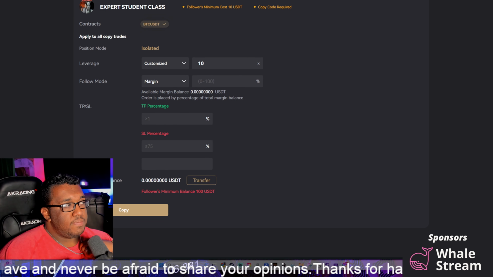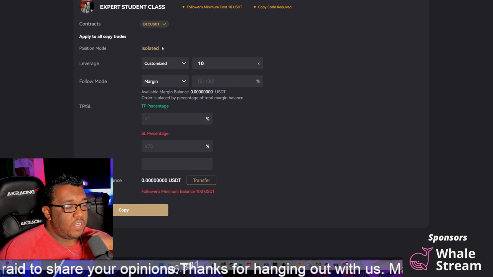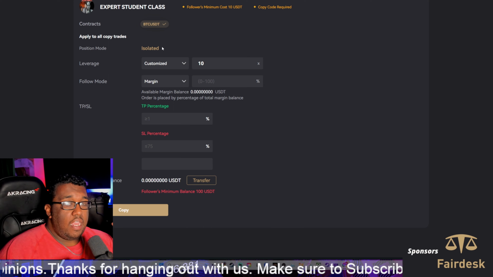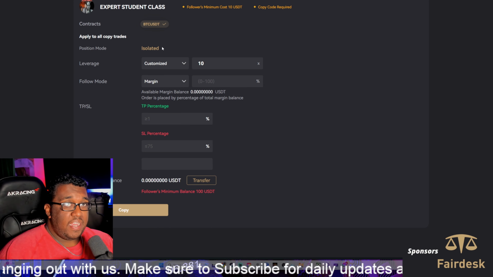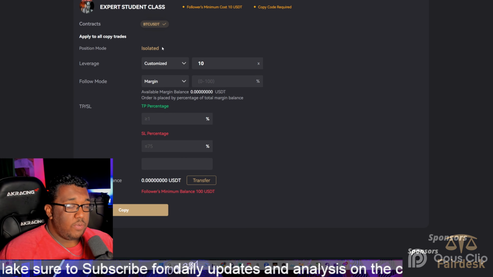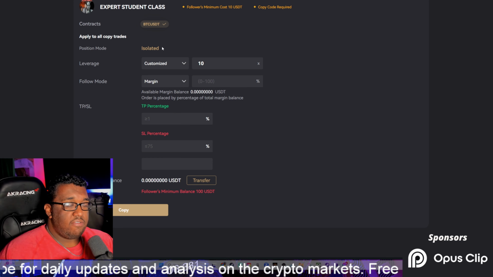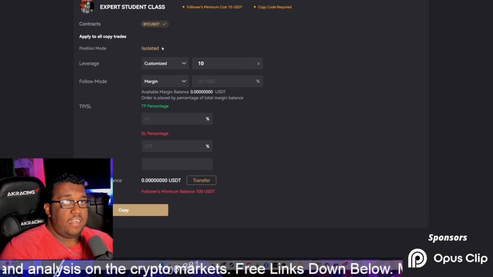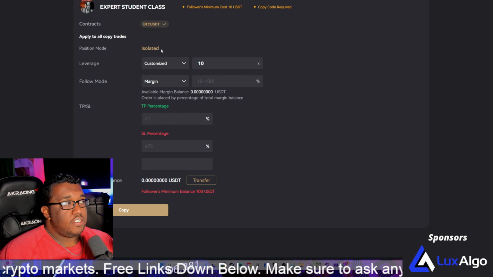Next, you're going to see position mode isolated. This means that if you have a copy trading balance of, let's just say $10,000, and this person that you're copying makes a bad trade and it gets liquidated, only the trade that you made goes to zero. Your entire copy trading account is not exposed to one bad trade, which is a very good thing to have, okay? You can't change this to anything else.